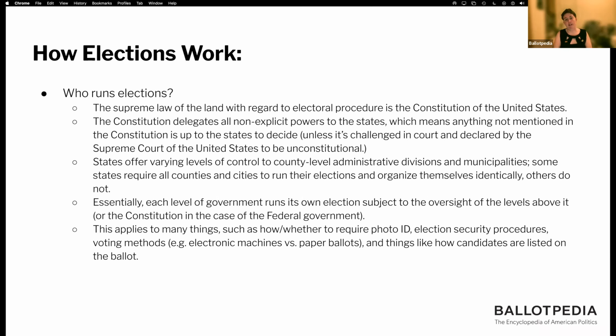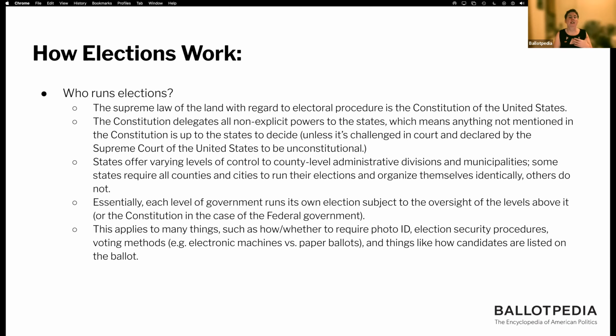So essentially, each level of government runs its election subject to the oversight of the levels above it. So a municipality might run its own election. Kenosha runs its elections, but they're subject to county, state, and federal law. And then the county runs elections, but they're subject to state and federal law, and so on and so forth.